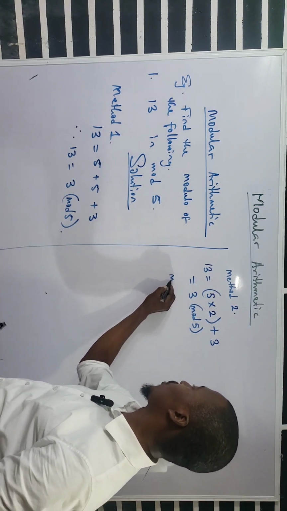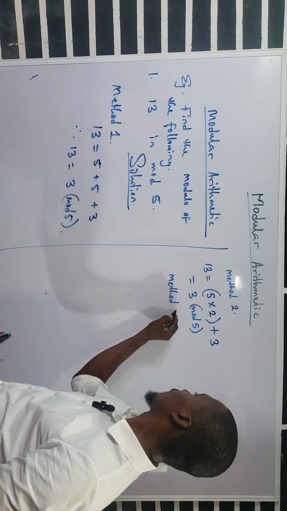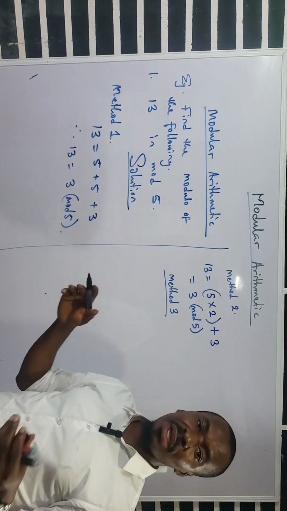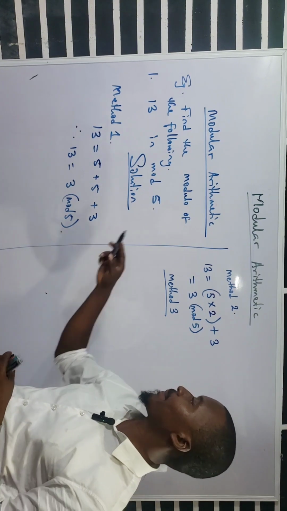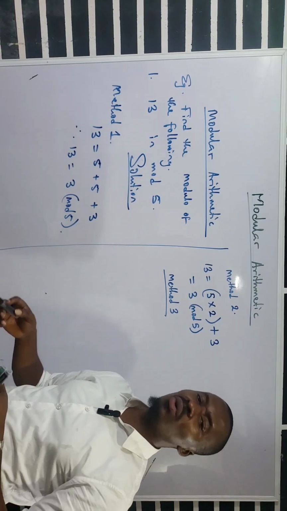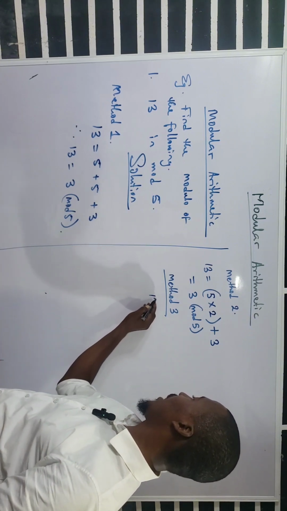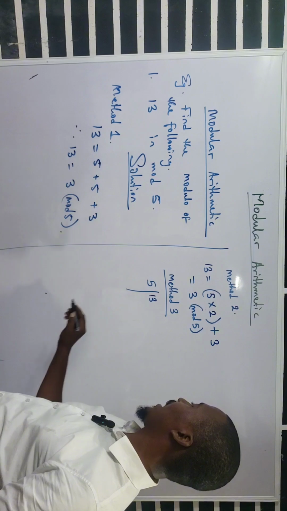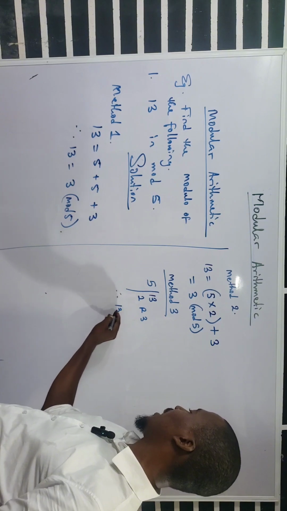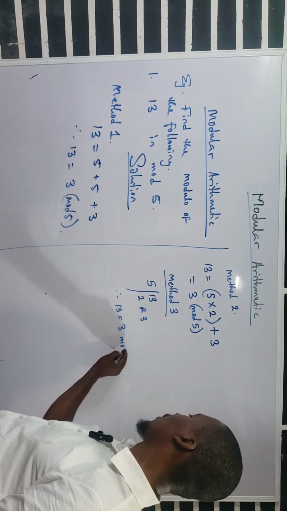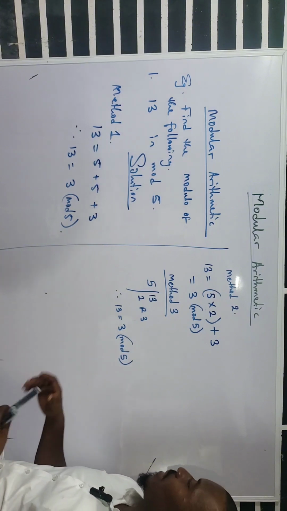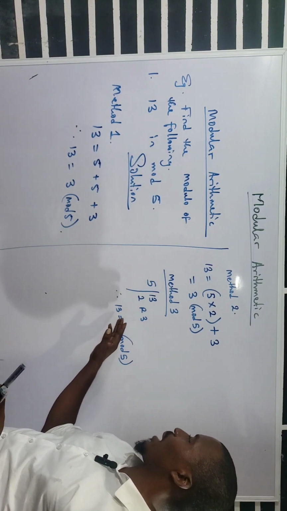Okay. Now the last method, we divide as if we are converting 13 to base 5. But in this case, we only divide once, okay? So if I have 13, I will divide it by 5. That will give me 2, remainder 3. Therefore, 13 is equal to 3 modulo 5. So you can see 3 different ways that we have used to get our modulo.